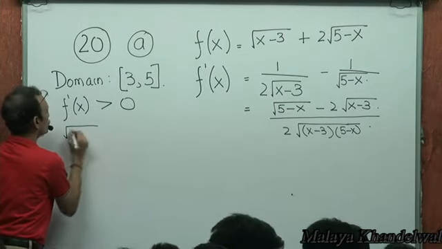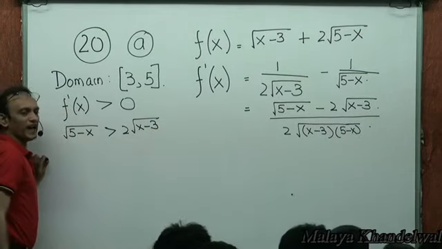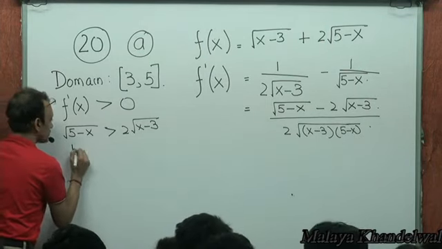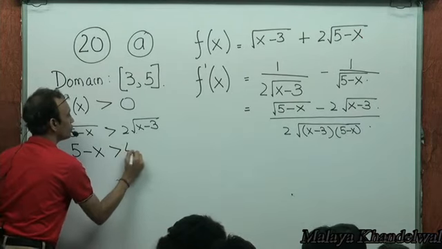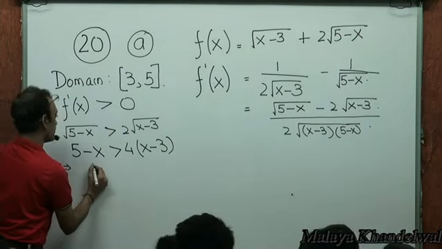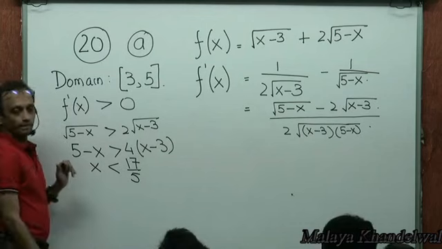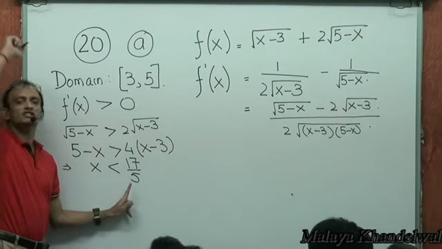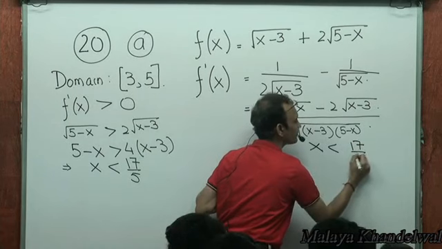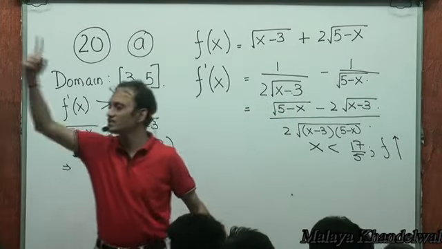This would happen if root(5 minus x) is greater than 2 root(x minus 3). f dash x will be greater than 0 for values of x satisfying this condition. That means 5 minus x greater than 4 into (x minus 3). That means 5x less than 17, so x less than 17 by 5. So when x is less than 17 by 5, f(x) is increasing. That means from 3 to 17 by 5, f(x) is increasing.